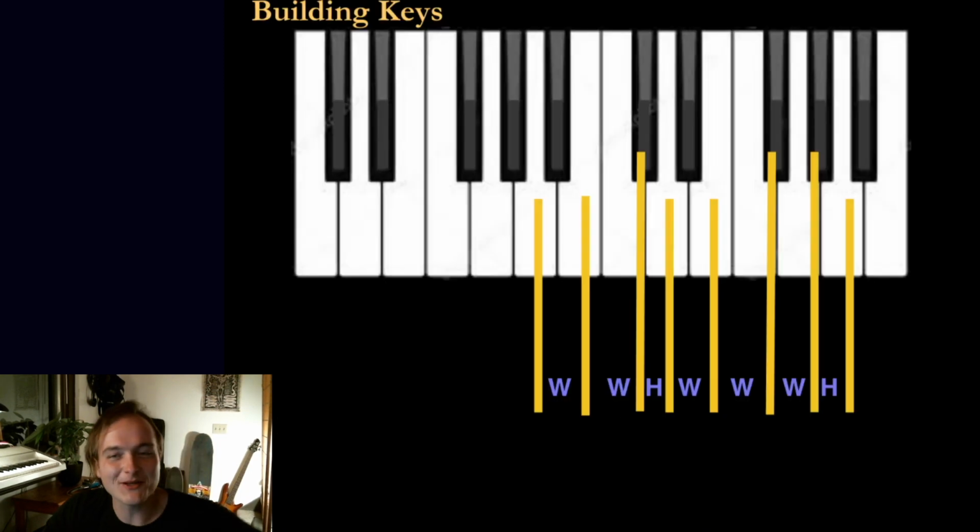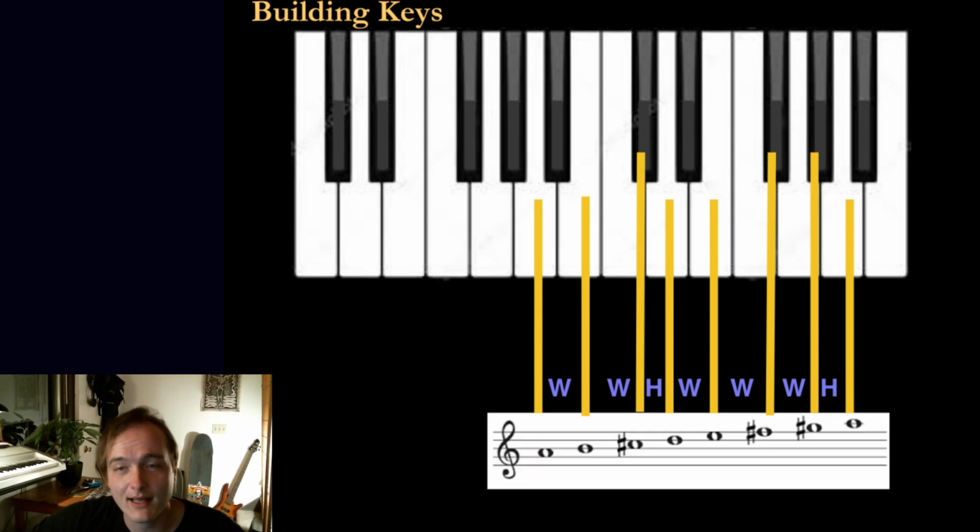Okay, let's build a couple other keys. Here we've done this kind of thing before. We've generated an A major scale from A to A. Then we notice that we have here C sharp, F sharp, and G sharp. Okay, 3 sharps that we got from using the pattern of half steps and whole steps.